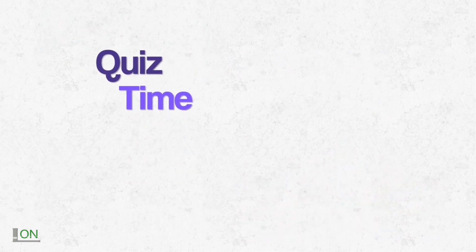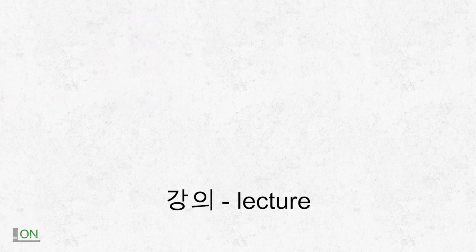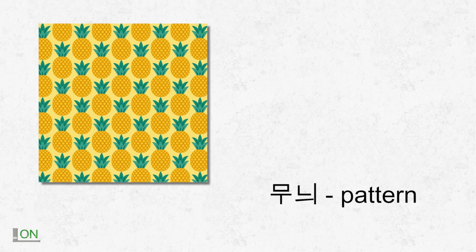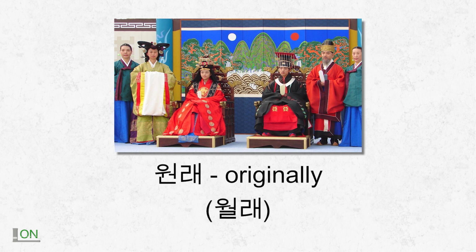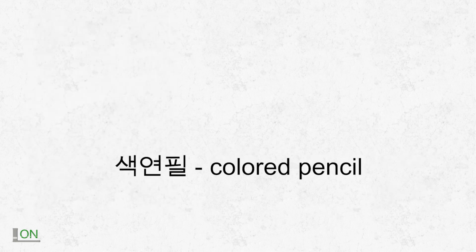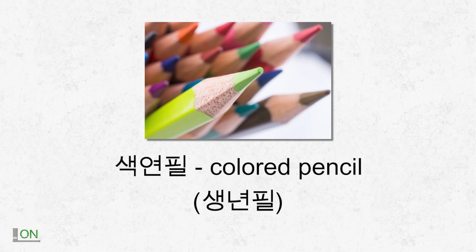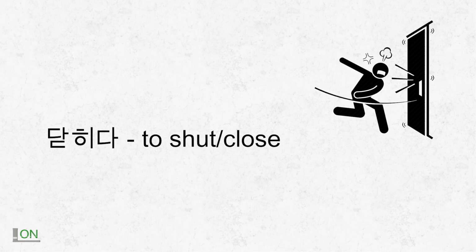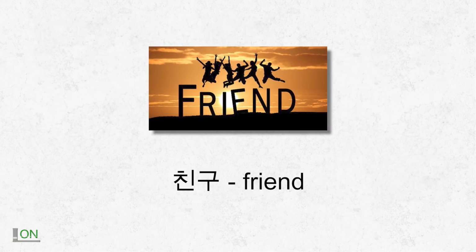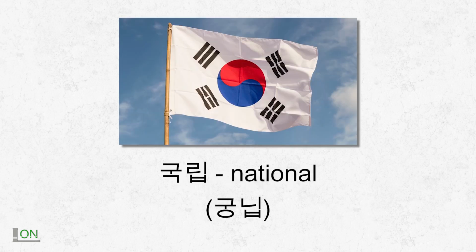Now let's practice a little bit what we've learned with quiz time. 강의, lecture. 무늬, pattern. 원래, originally. 음력, lunar calendar. 색연필, colored pencil. 닫히다, to shut, close. 개구리, frog. 친구, friend. 국립, national.